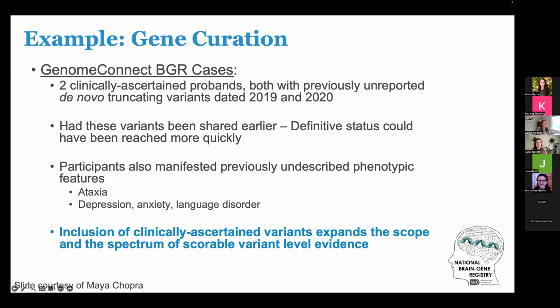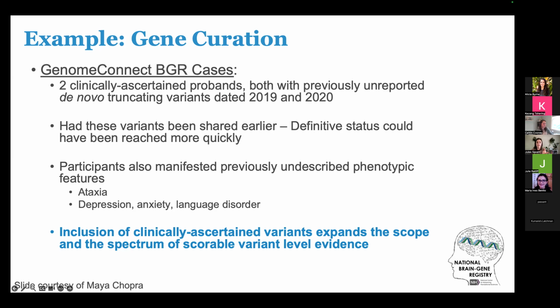However, when we looked at the Brain Gene Registry and the data that we were able to share, we noted a couple of things. There were 2 probands who came from GenomeConnect in our work with previously unreported de novo truncating variants dating back to 2019 and 2020.